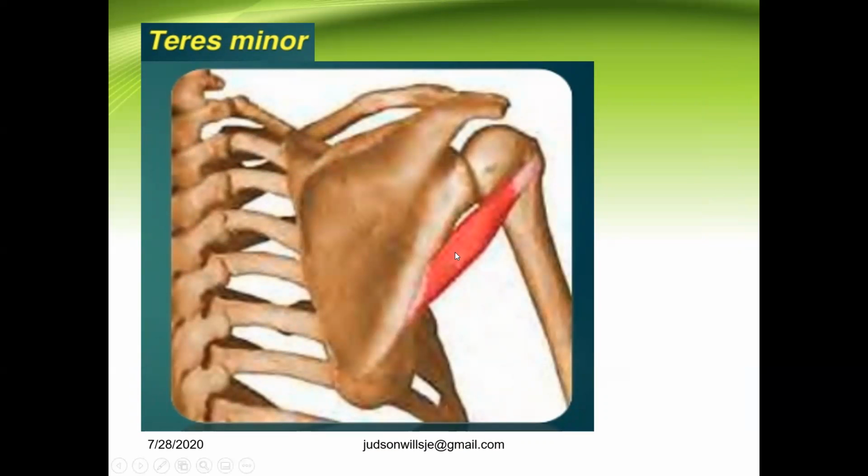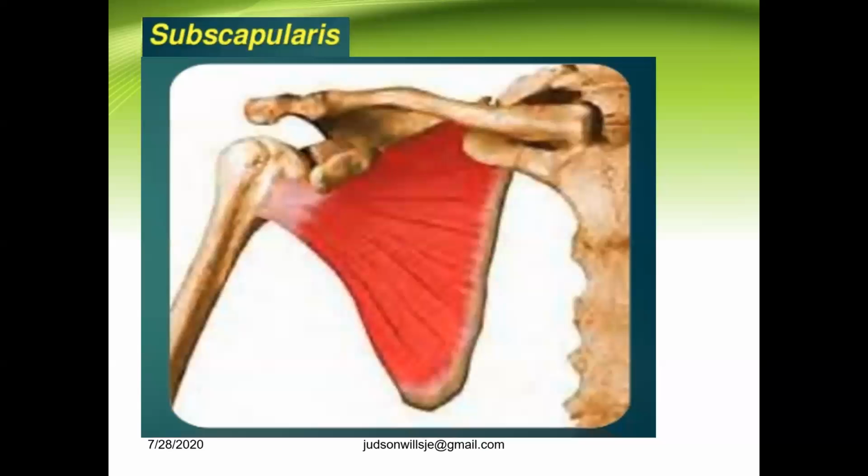And next is teres minor. This is the teres minor, which arises from the middle third of the lateral border of the scapula, and attaches to the inferior facet on the greater tubercle of the humerus. This muscle also helps the shoulder with external rotation. And next is subscapularis, which arises from the subscapular fossa and attaches to the lesser tubercle of the humerus, and this also helps with internal rotation as well as arm abduction.